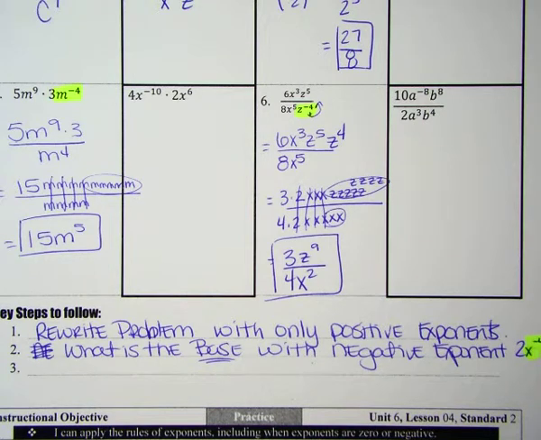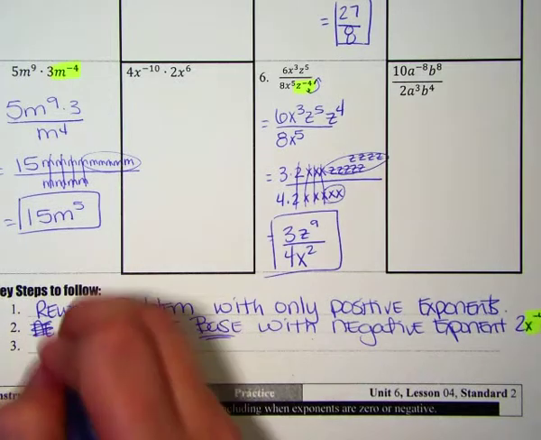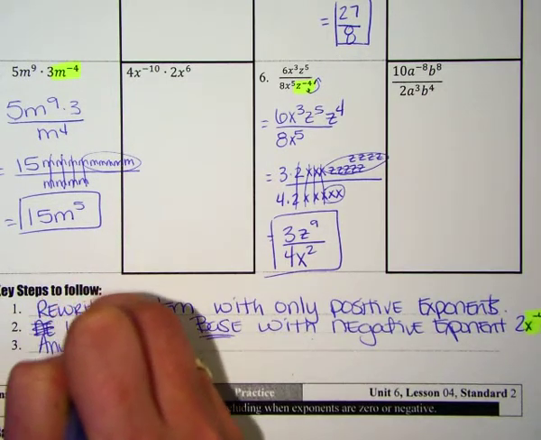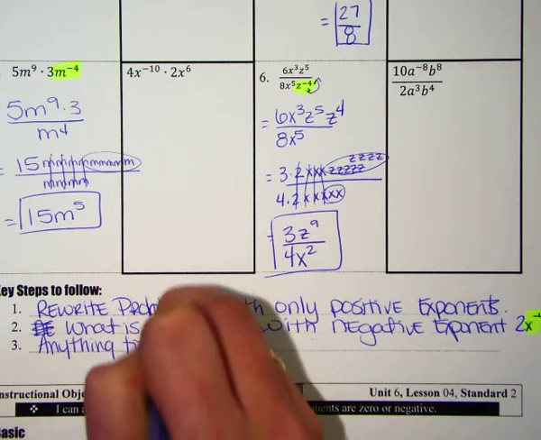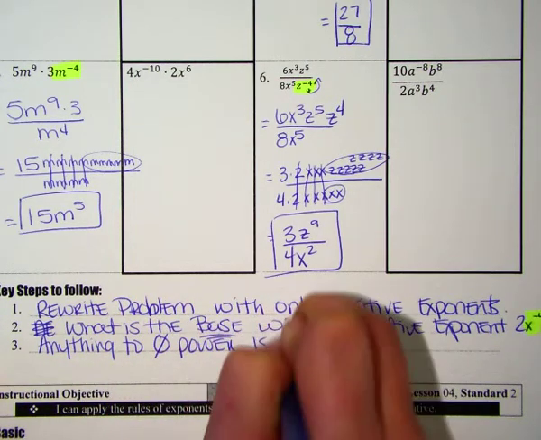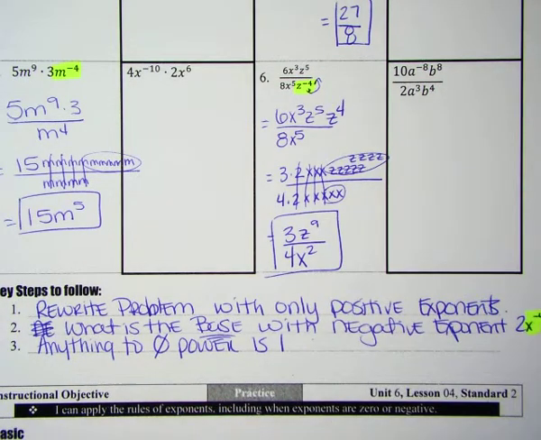Okay? And then the last thing that you want to keep in mind is just something that I forgot to do in the examples, is anything to the 0 power is 1. Just remember those key steps and you'll be okay.